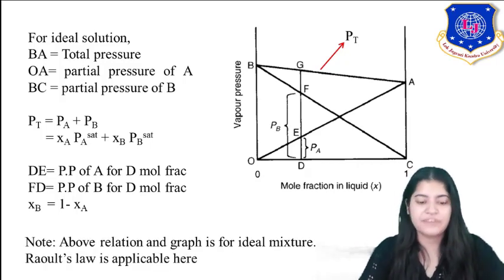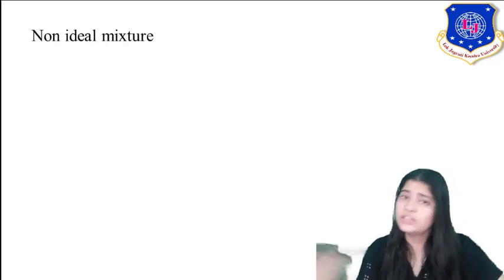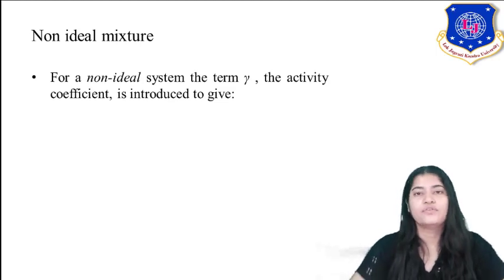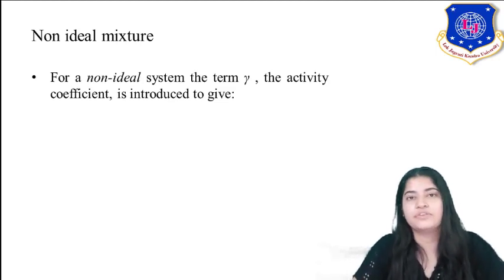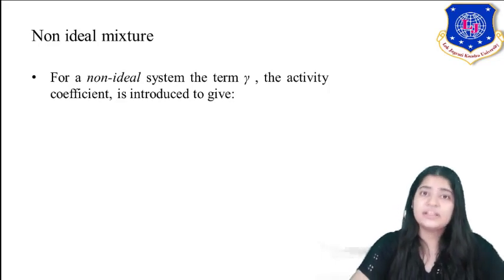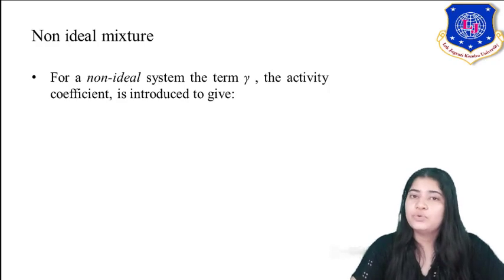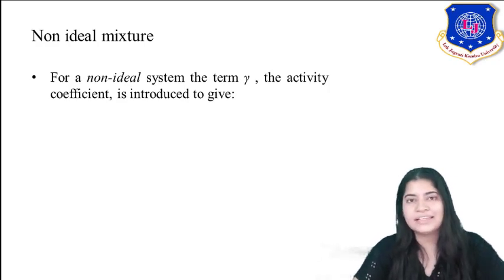This above graph is the relation and graph for an ideal mixture, because Raoult's law is applicable. Now what is a non-ideal mixture? A non-ideal mixture does not follow Raoult's law. In a non-ideal mixture, or real mixture, we don't take into account the ideal conditions.